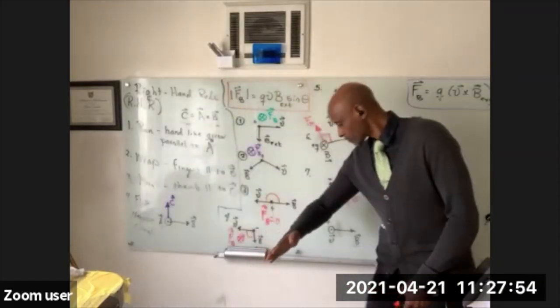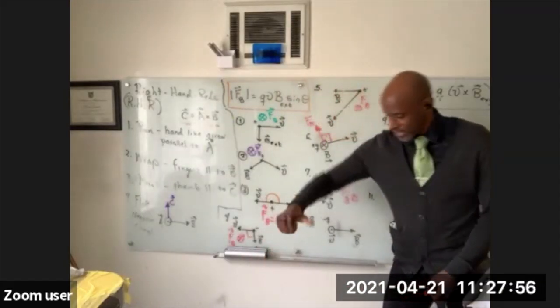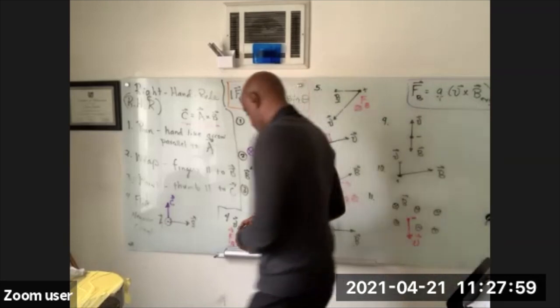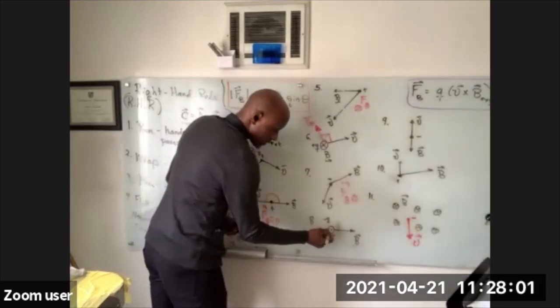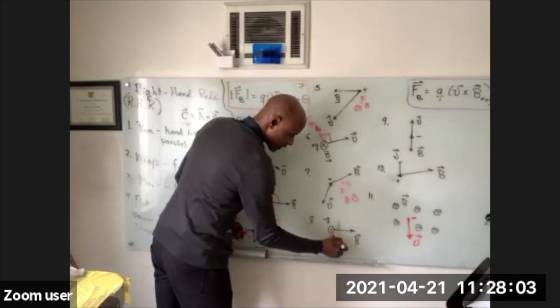Awesome, awesome, very good. Yes, it is down. B is out of the board. V cross B is up, but then it's negative, so it should be straight down. Very good. FB is straight down.